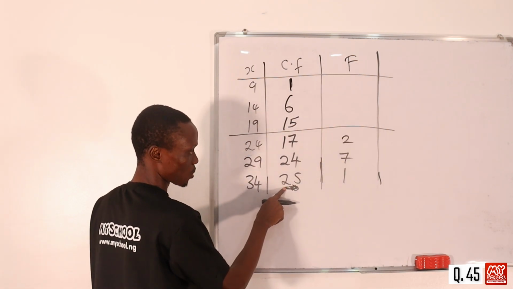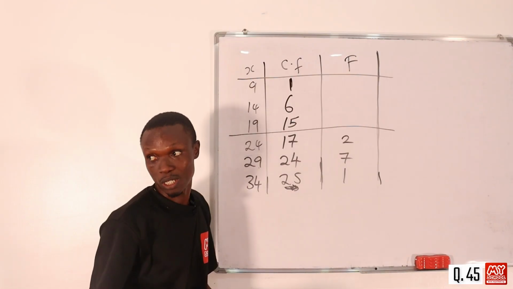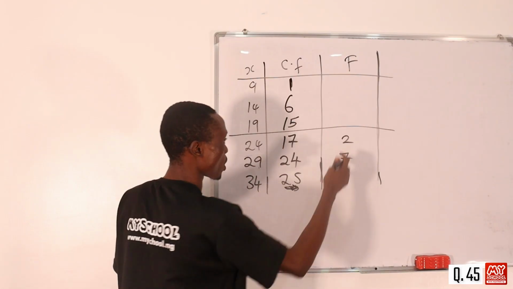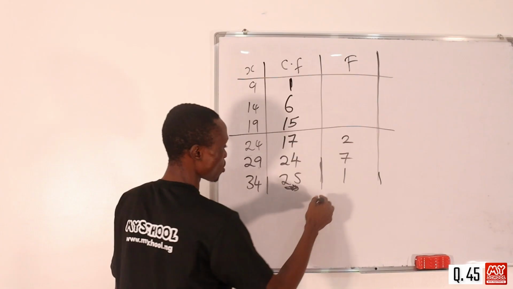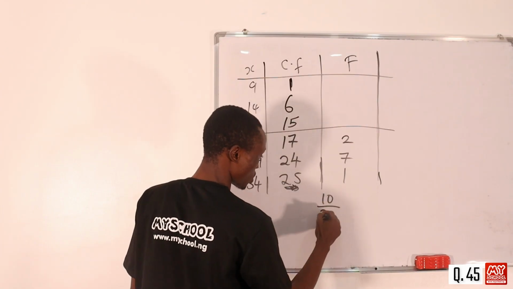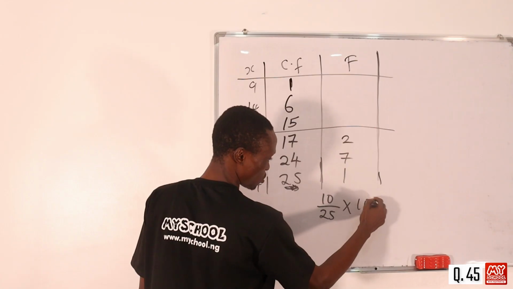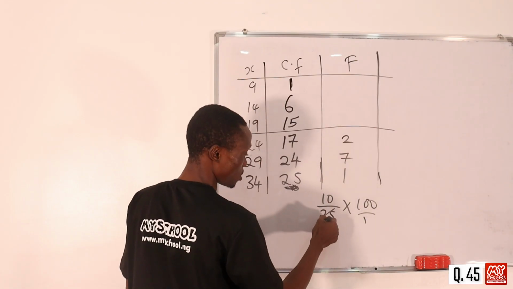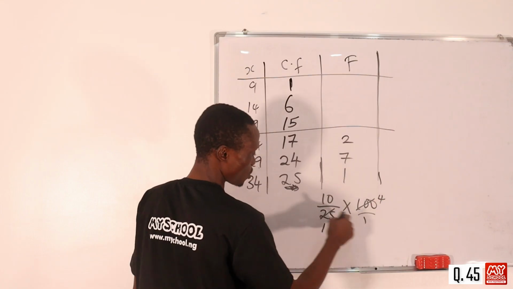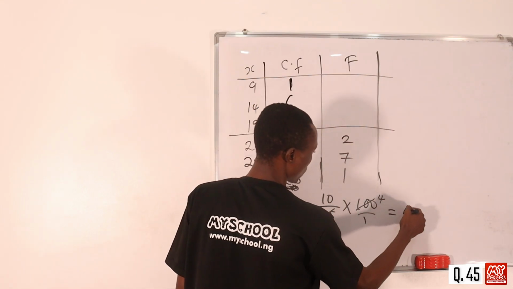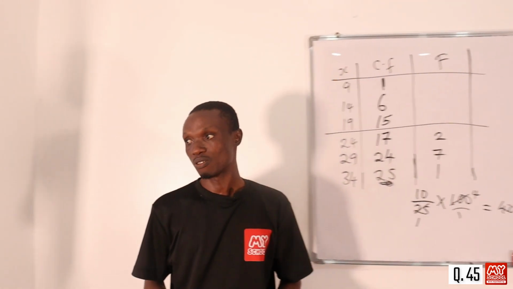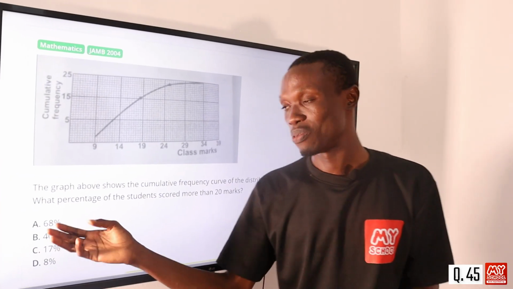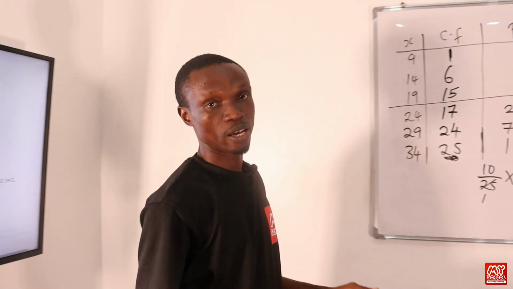to 25. Now, since we are asked to calculate the percentage of students that scored more than 20, if we add these three values together, we'll have 10. So you'll have 10 over the total frequency, which is 25, then times 100. 25 here is 1 and 25 here is 4, so 10 times 4 will be equal to 40%. Let's return to the screen to pick the correct answer to this question, and that is option B, 40%.